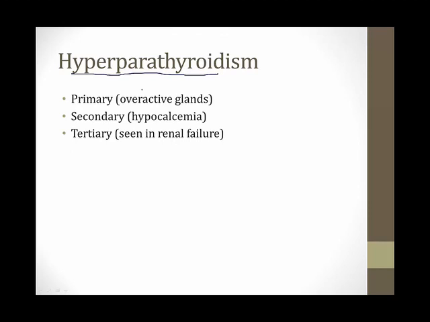And there are three forms of hyperparathyroidism. Primary hyperparathyroidism is when the gland itself is simply overactive. Secondary hyperparathyroidism is when the parathyroids are overactive due to persistent hypocalcemia. And then finally, tertiary is an unusual type of hyperparathyroidism seen in renal failure.